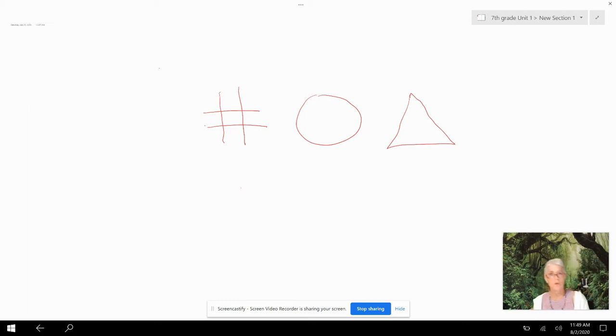Now, for the tic-tac-toe board, I'm going to do like I've got three in a row, plus, plus, plus. I just won the game. And I'm going to fill in the others with negatives. Now, it doesn't matter which direction you read this tic-tac-toe. You could read it vertically, you could read it horizontally, you could read it diagonally. It doesn't matter, it will still work.